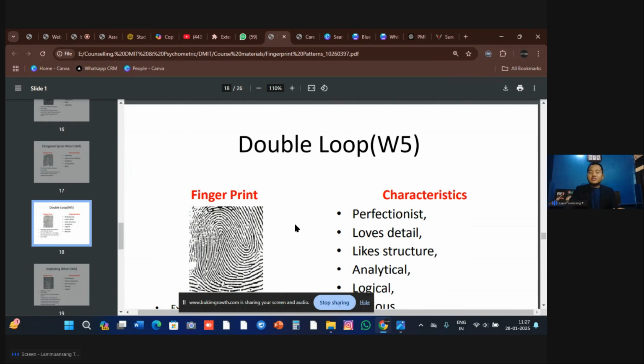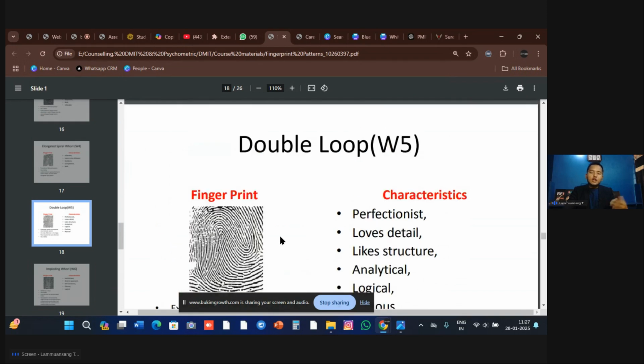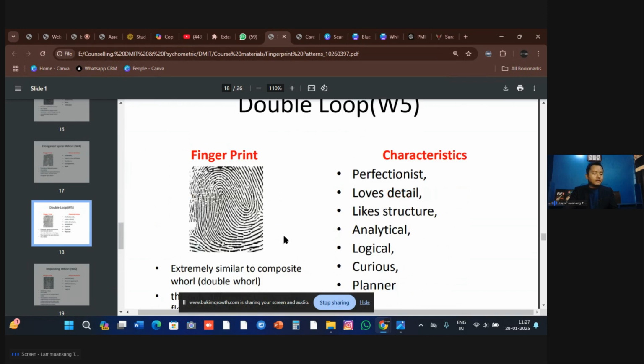First, I think I have a mistake. I said double wall, right? It's not wall, double loops. Okay, I'm correcting myself right now. So it is double loops. What is loops? Here is one complete loop, here is another complete loop. Okay, double loops, not wall, sorry. Double loops are the compliant personality.